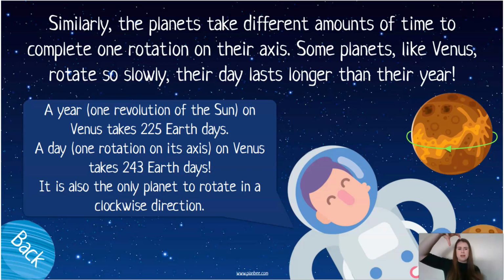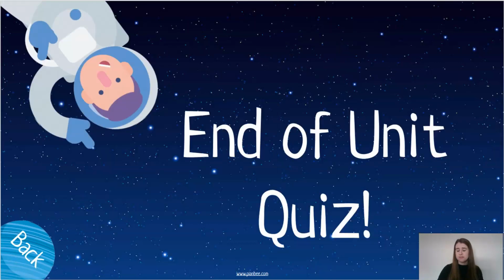So imagine Venus goes all the way around the sun in 225 days, just like we would do in 365 days. We turn on our axis in 24 hours, hence why we have the 24-hour clock. Venus doesn't though. Venus takes 243 days to do a full 360-degree turn on itself. Now, it's also the only planet that does it in a clockwise direction. So we rotate anti-clockwise. Venus does it clockwise.